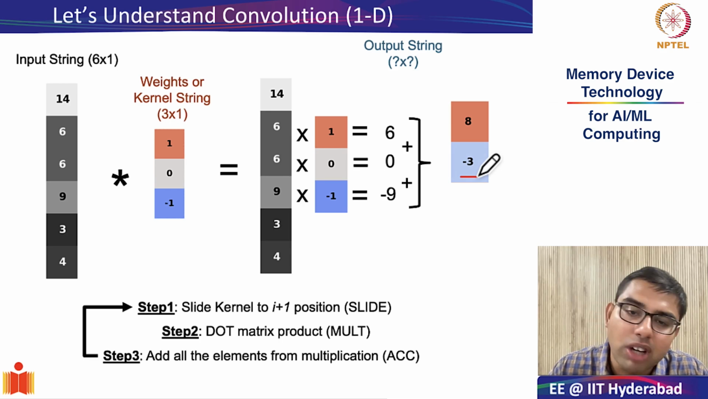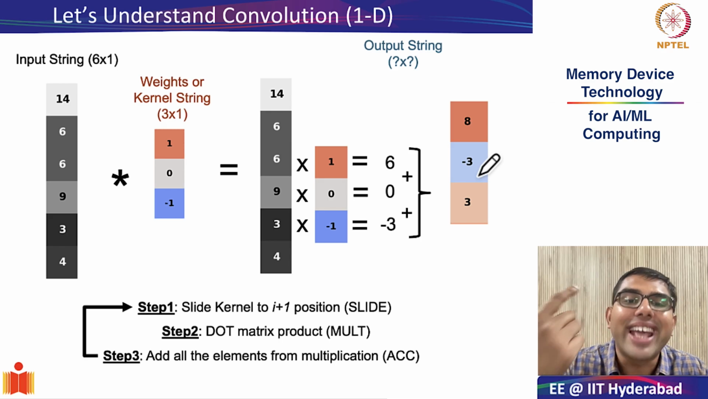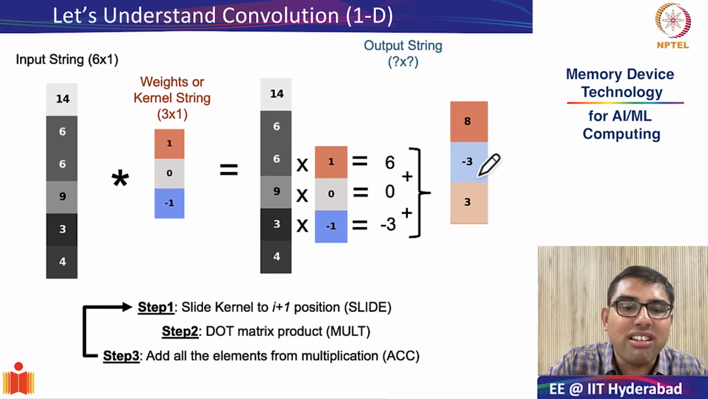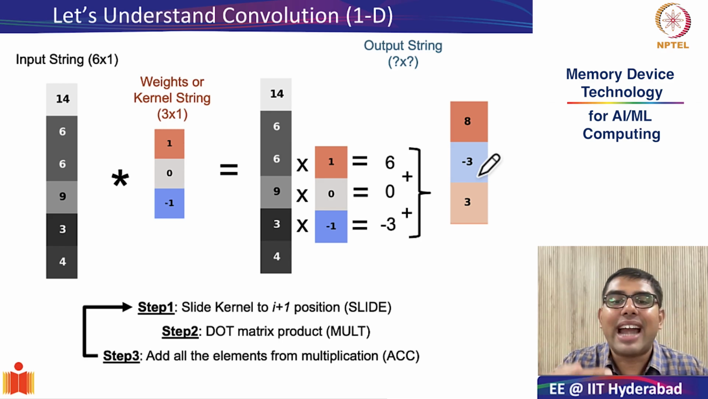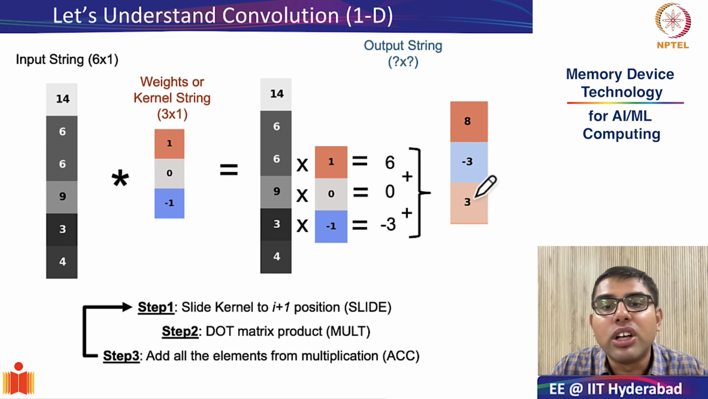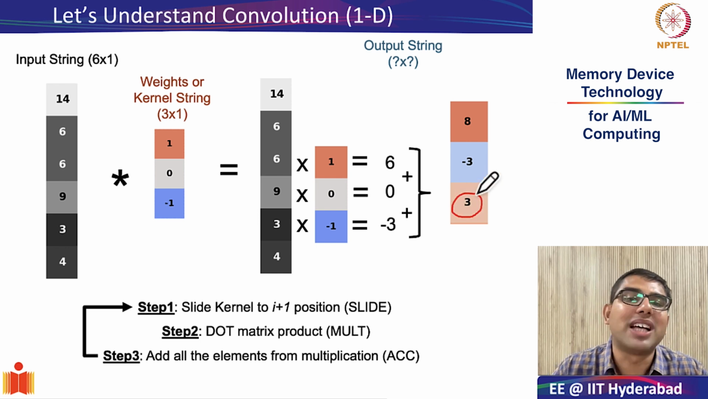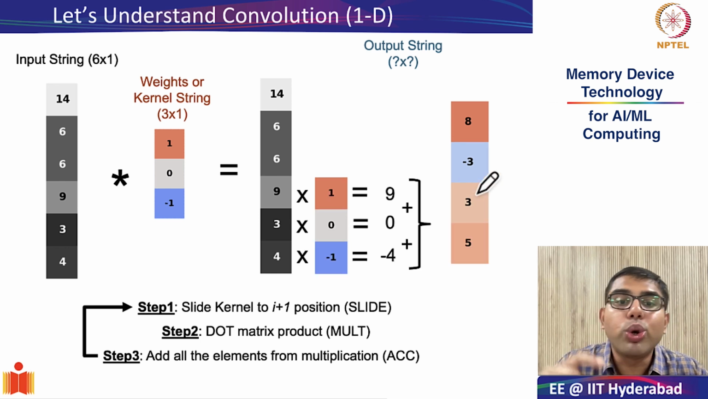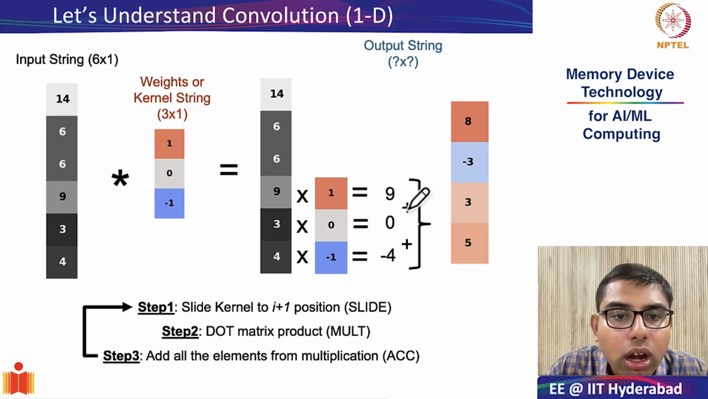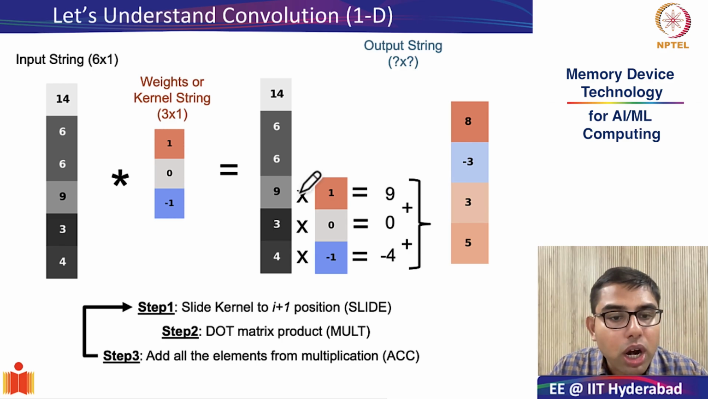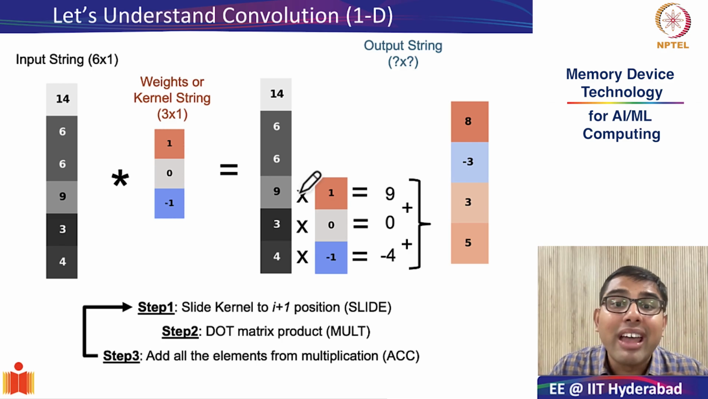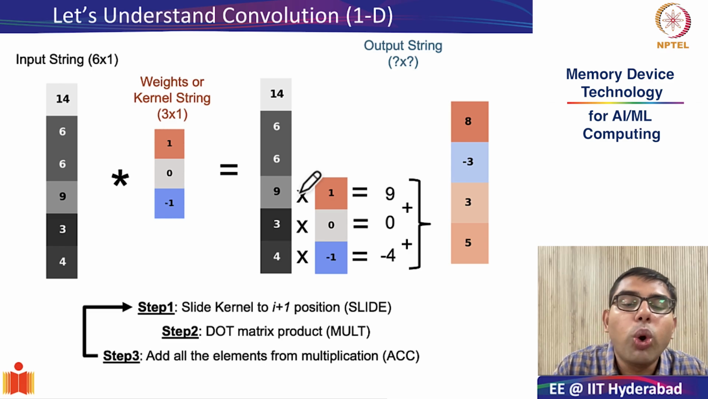What do you do next? Obviously, you slide to the next position. And when you again do the dot product and the accumulate operation, you get a value of plus 3. And finally, you go to the last position where you again repeat the dot product and accumulate operation. Why do I say this is the final step? Because there is no other position to slide into.